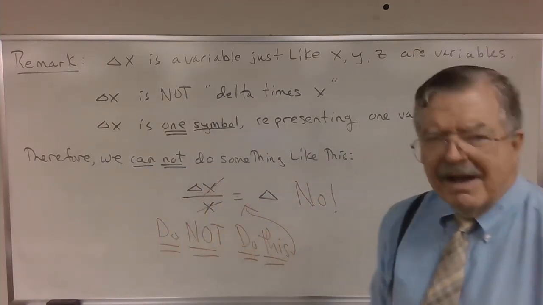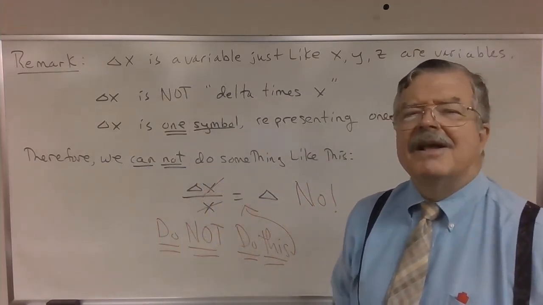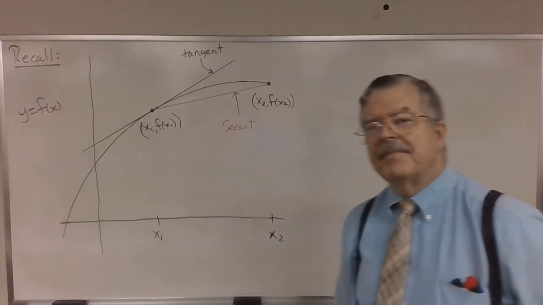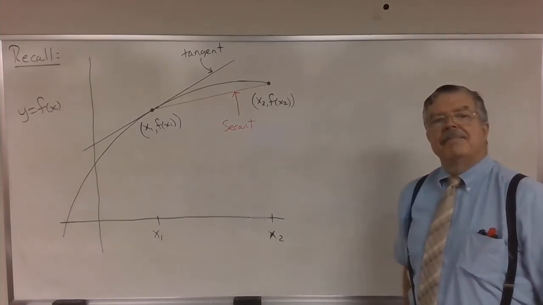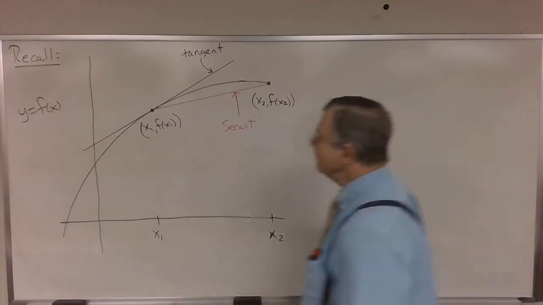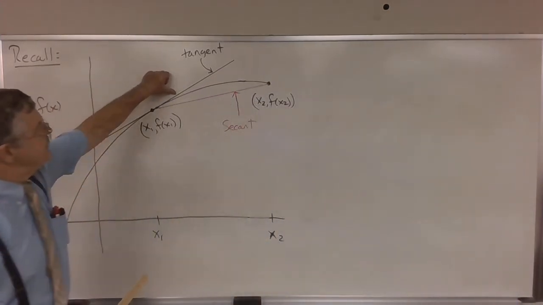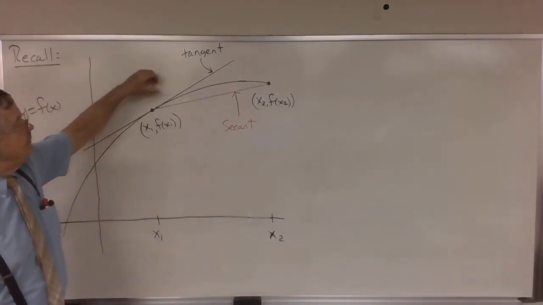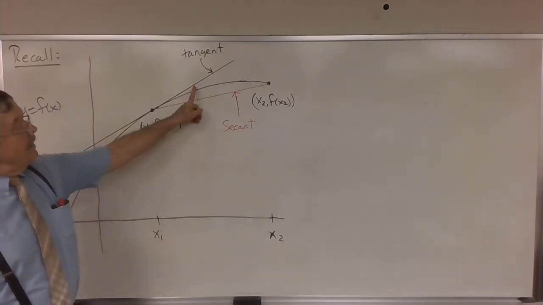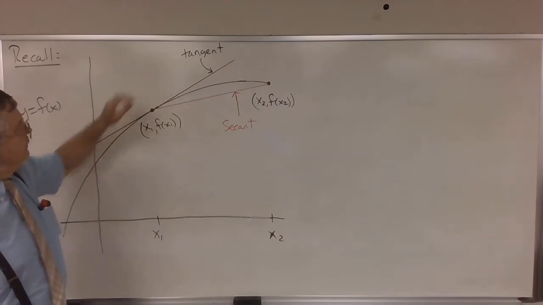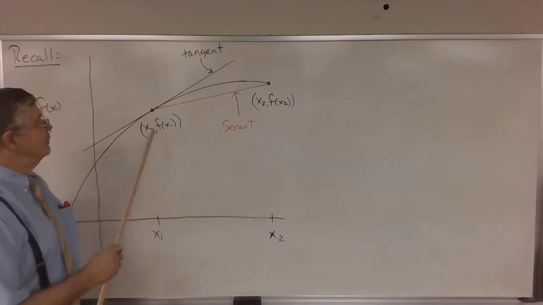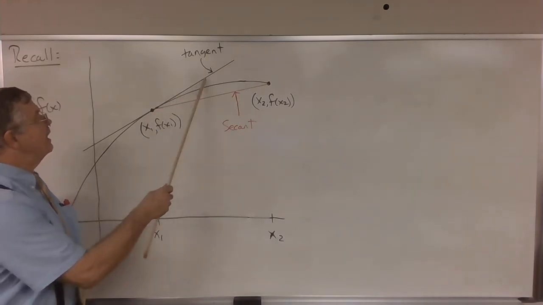Okay, I've said enough about delta x. Let's get back to our tangent problem. Okay, back to where we were yesterday. Here's the tangent line, or the line tangent to the graph of the function f of x. We want to know the slope of this tangent line. The only problem is we only know one point on the tangent line.